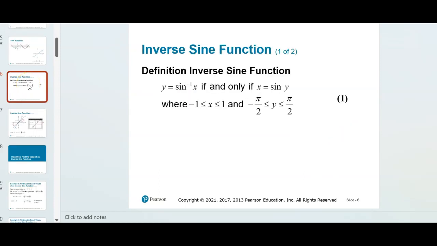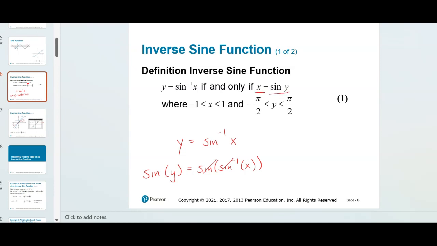So there's the definition. y equals inverse sine of x if and only if x equals sine of y. So basically what happens here is y equals inverse sine of x. If I take the sine of both sides of this equation, the sine of the inverse sine kind of cancels out and leaves me with just x.